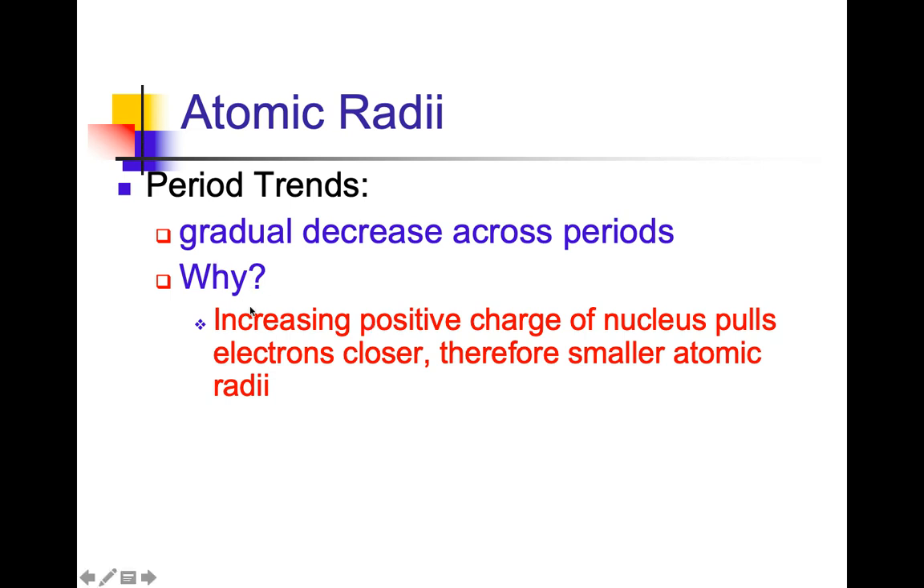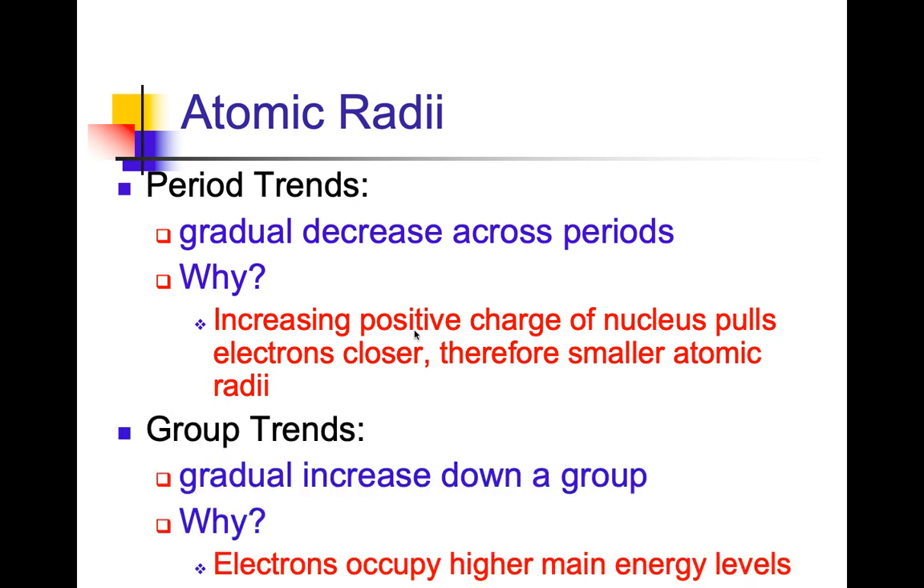So you can see here, increased positive charge of the nucleus pulls the electrons in closer. Therefore, they have a smaller atomic radius. And really, what we say is effective nuclear charge. You're pulling on electrons that are in the same energy level, so this nucleus pulls those in tighter.